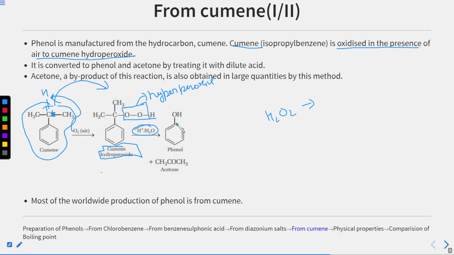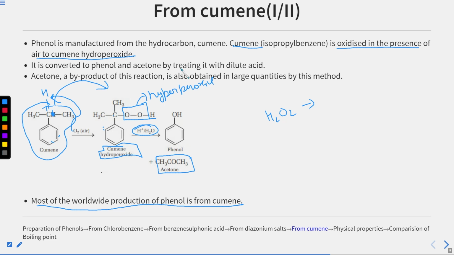Clear? Now, how does this mechanism go? How do we get from here to here? First, we will look at this. One more thing I have to mention here is that most of the worldwide production of phenol is done from cumene. So this is an industrial method. If you want to generate phenol on an industrial scale, then you must use this method. Now acetone is released as the byproduct. You can see clearly that acetone is released as the byproduct.